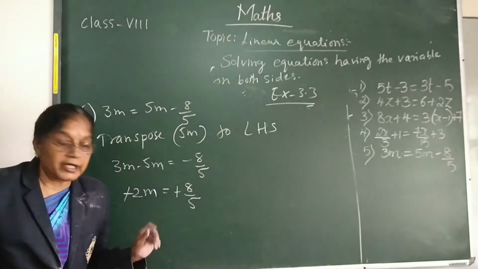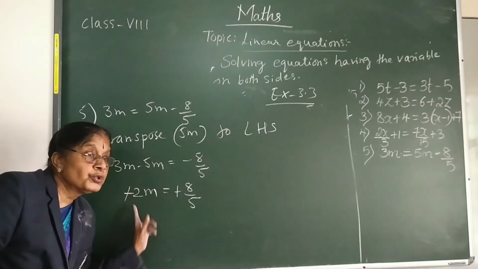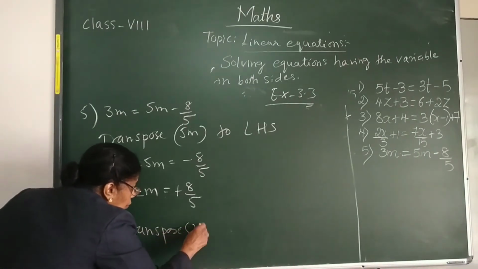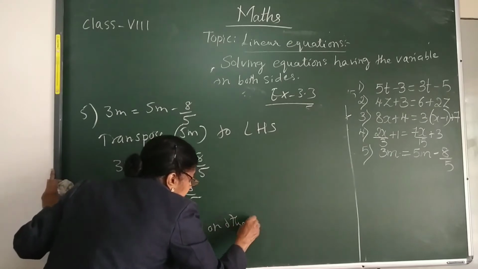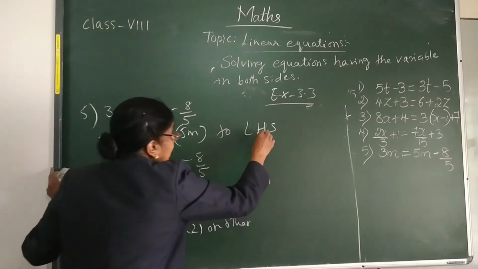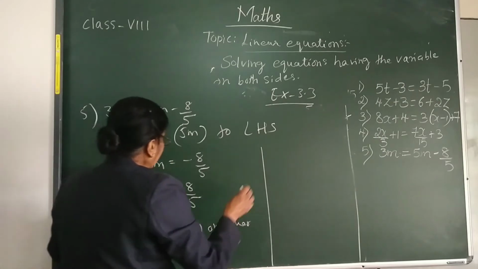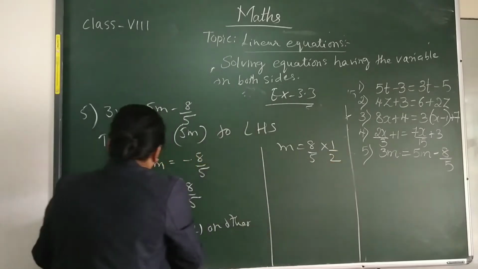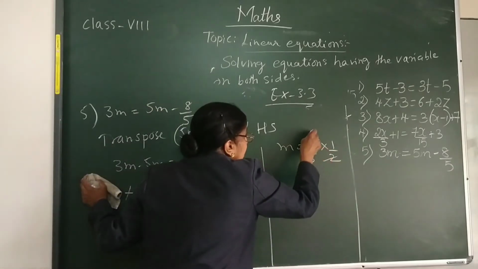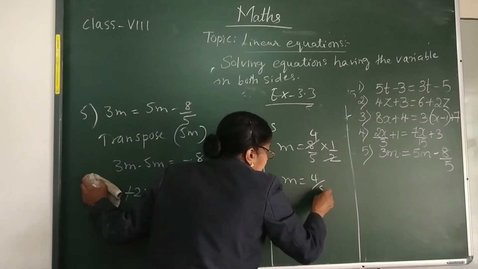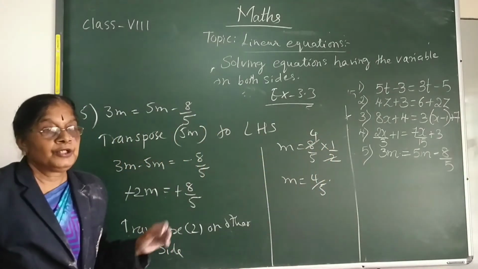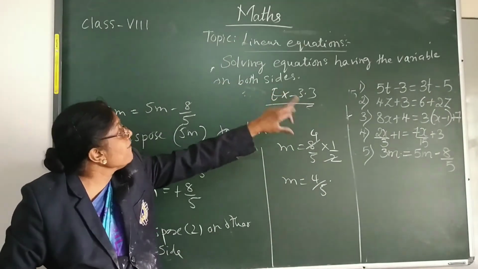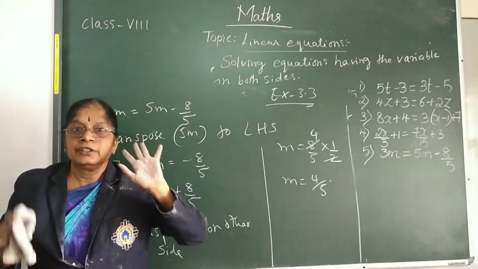Still our answer is not over. m is having a coefficient, so 2 should be transposed. So we are going to transpose 2 to the other side. What do we get? We will get m is equal to 8 by 5 into 1 by 2. 2 will go in the denominator. 2 ones are 2, 2 fours are 8. So we got it. m is equal to 4 by 5. So students, did you come to know what to do? So this is solving equations having a variable on both sides. So it's over.